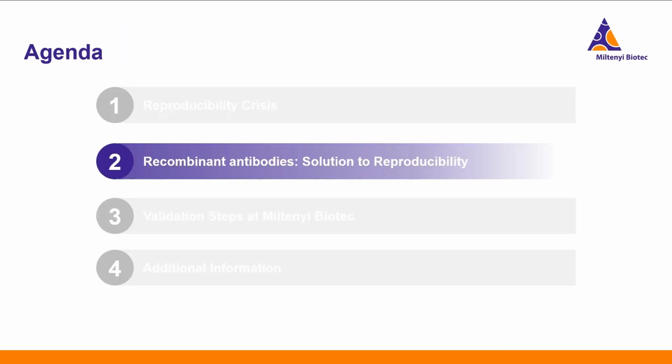Now that we've delved into the reproducibility crisis and its connection to antibodies, let's explore how recombinant antibodies come into play as part of the solution.